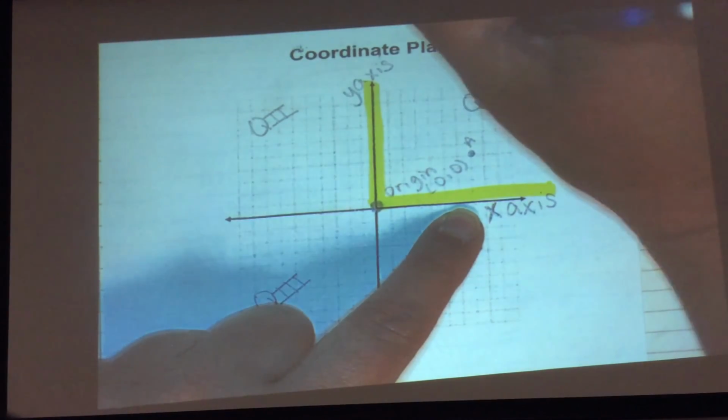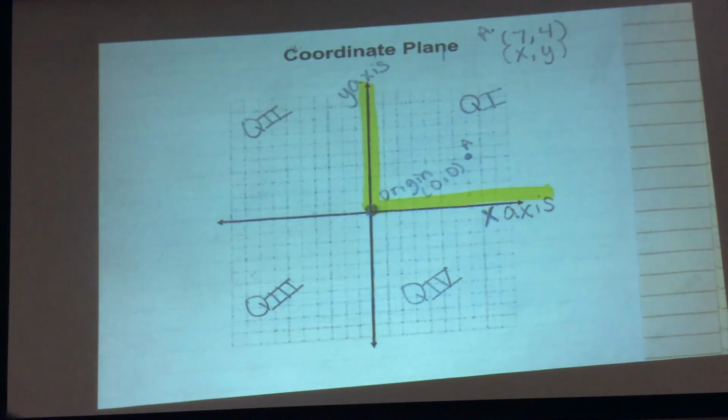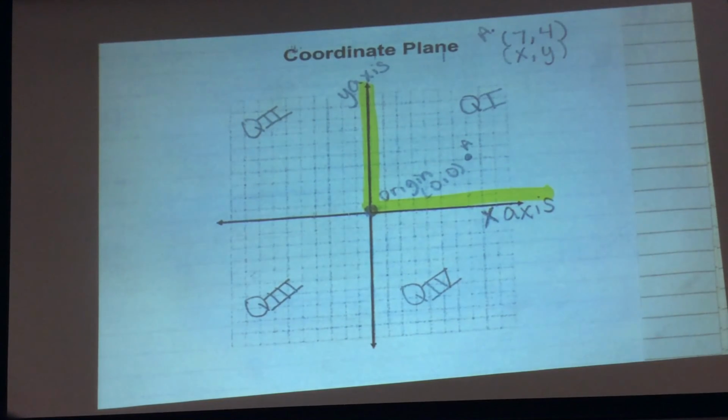We're gonna label that A. I usually do the left side too. Like when you're at the x-axis, 7 on the x, I'd go to the y-axis and I go up.